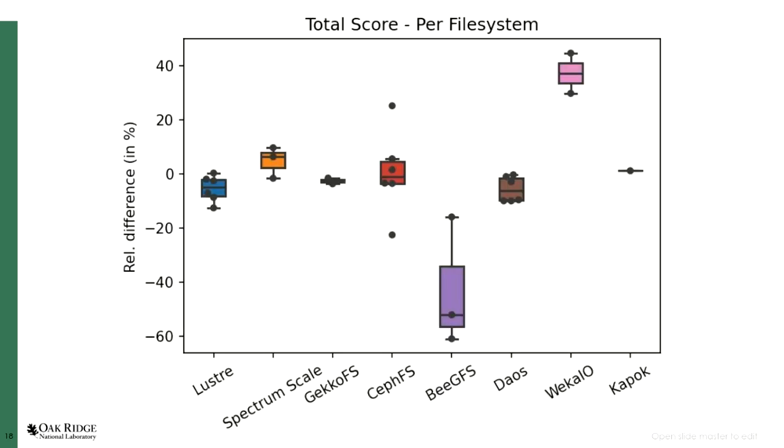And in order to investigate more, I did this per file system. So what you see here is the total score variation per file system, and you see Lustre, Spectrum Scale, etc. And you see many of them are close to zero and around, like Lustre, Spectrum Scale. Jacob don't have many results here. CephFS has a bit of outliers here, but BeeGFS has a little significant negative outlier, which means the bus is better, DAOS is good, and WekaIO has variation.